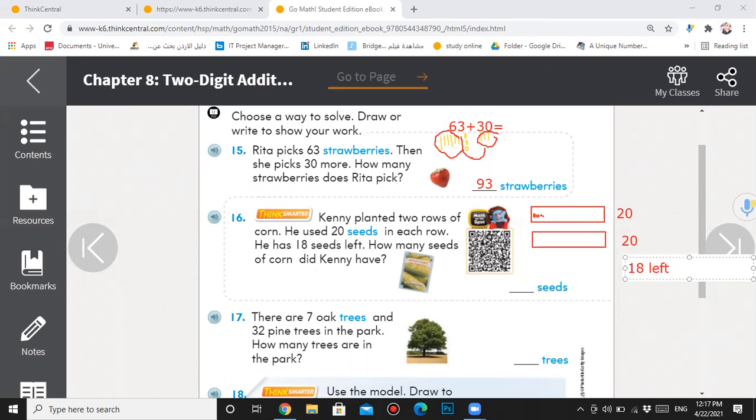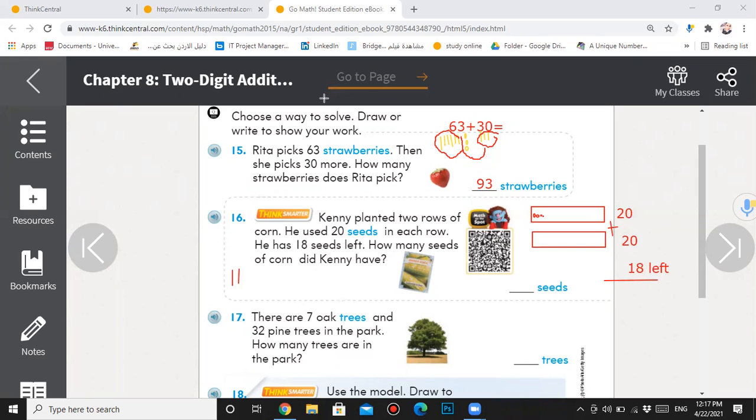How many seeds of corn did Kenny have? How many seeds of corn did Kenny have at the first, guys? At the first. So to know how many, we should add all of them together. So he planted 20 and 20 and 18 left. We should add them together, all of them, to find how many seeds, okay? We should draw for each one, okay? For 20, I have only two, for the first 20, two tens.